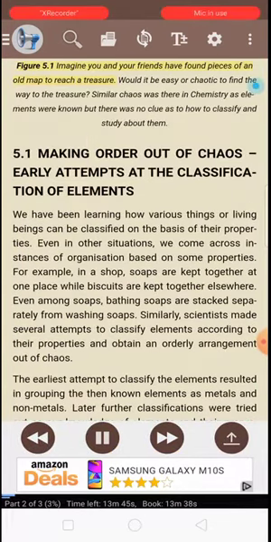Figure 5.1. Imagine you and your friends have found pieces of an old map to reach a treasure. Would it be easy or chaotic to find a way to the treasure? Similar chaos was there in chemistry as elements were known, but there was no clue as to how to classify and study about them. 5.1. Making order out of chaos.